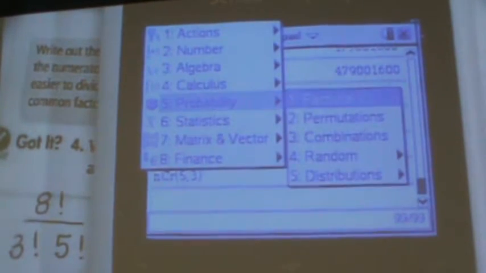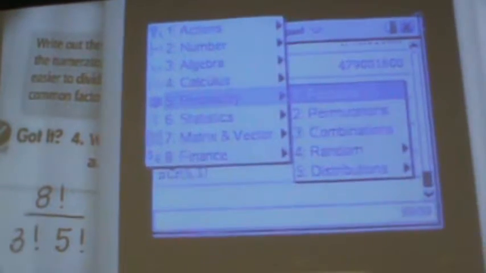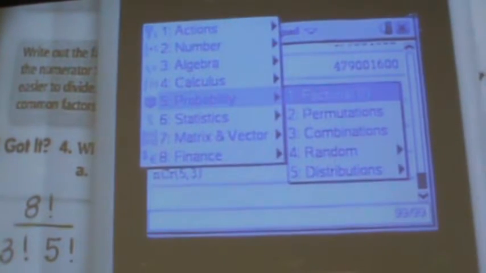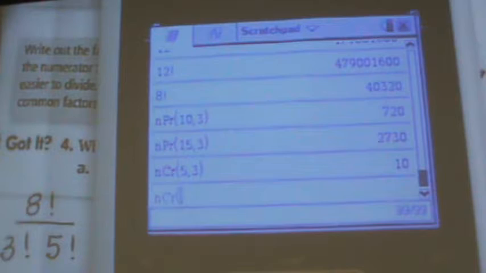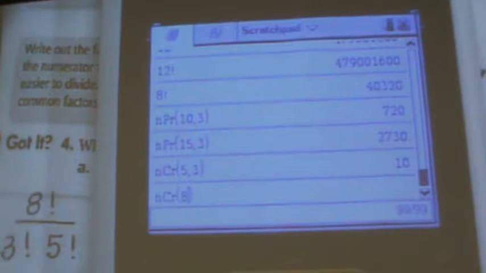Menu, probability. We're going to do 8 items. We're doing a combination of 8 items taken 3 at a time. I can't see, did I put the comma in here? No. Comma, 3. And there's our 56.